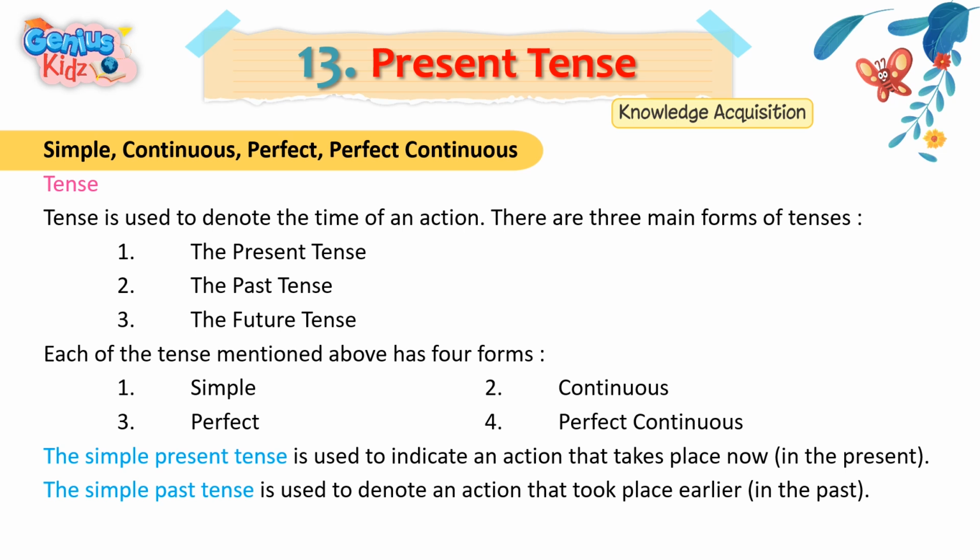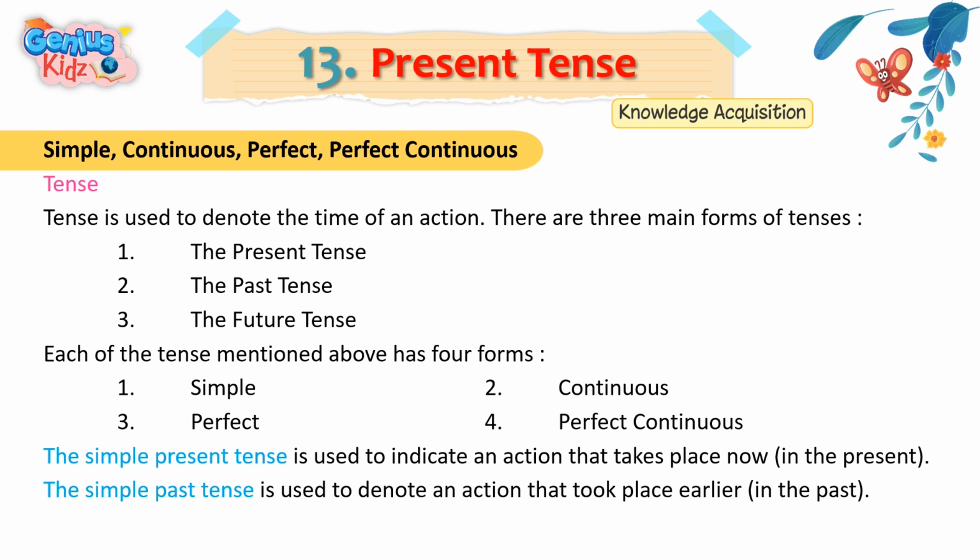There are three main forms of tenses: 1. The present tense. 2. The past tense. 3. The future tense. Each of the tenses mentioned above has four forms: 1. Simple. 2. Continuous. 3. Perfect. 4. Perfect continuous. The simple present tense is used to indicate an action that takes place now, in the present.